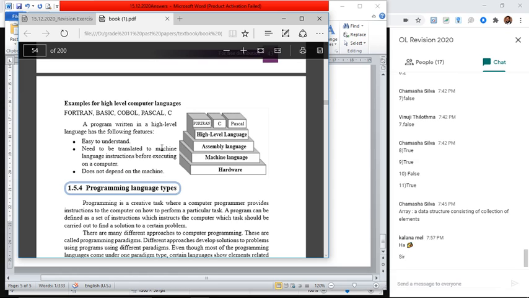Interpreter and compiler. Interpreter and the compiler, it's there. So with the help of the interpreter and the compiler, easily you can convert the high level languages into machine languages. Okay, right?